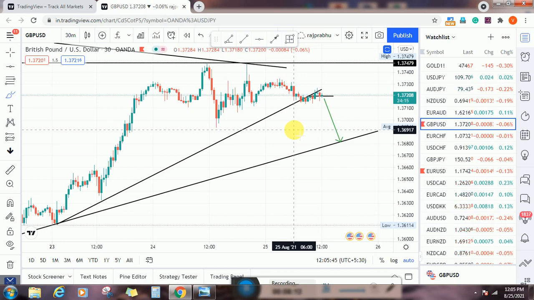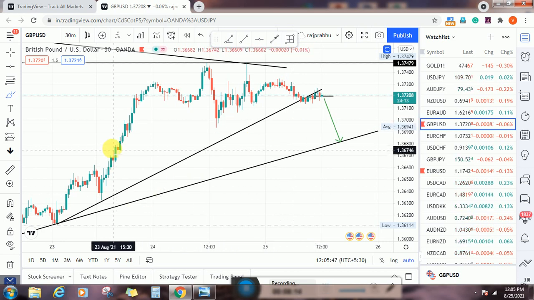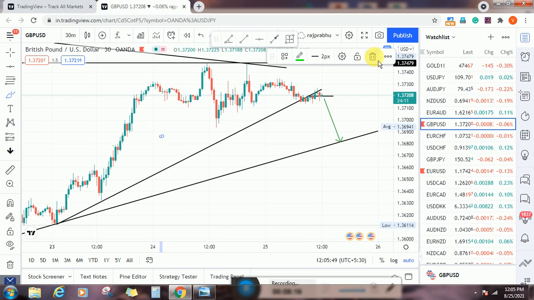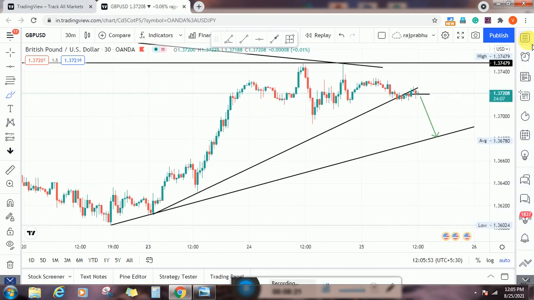Here you can see GBP USD, the same method. Okay, I'm going to show you the full chart. See here, I drew the trend line. It's a major trend line. See, this is a major trend, and it's a minor trend for this high and this low.